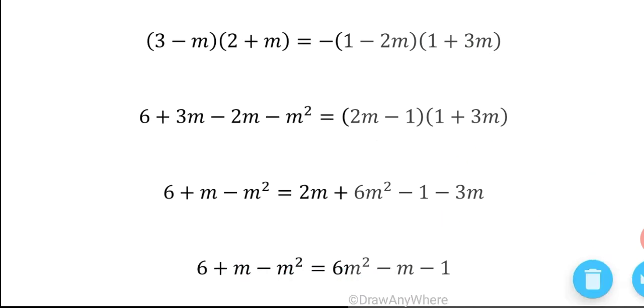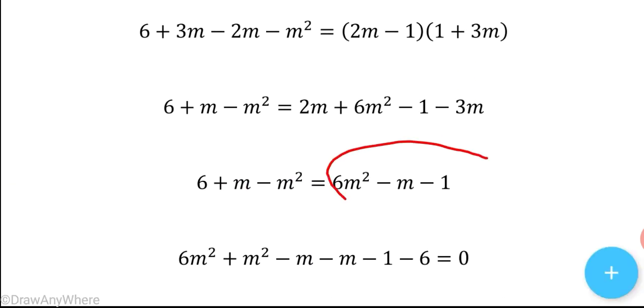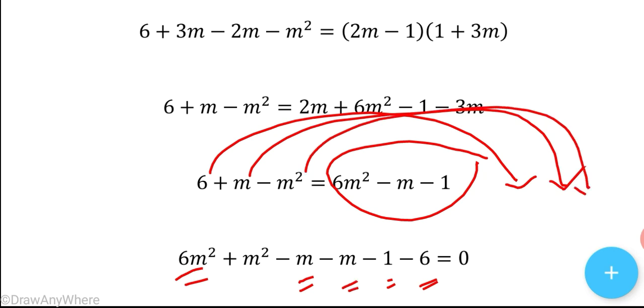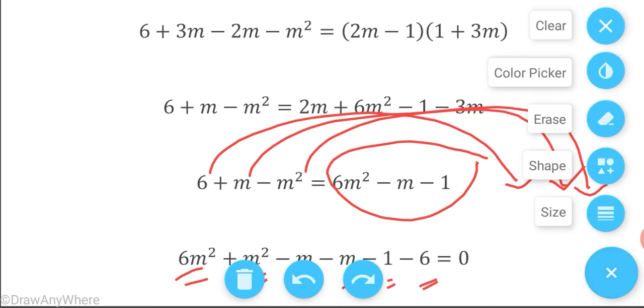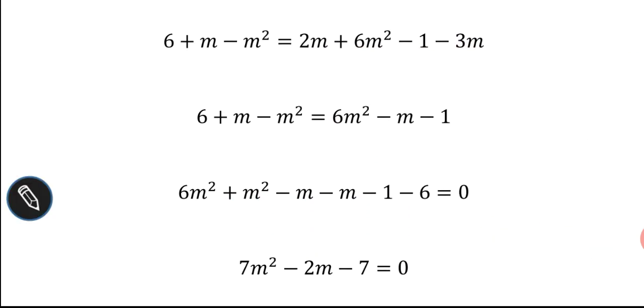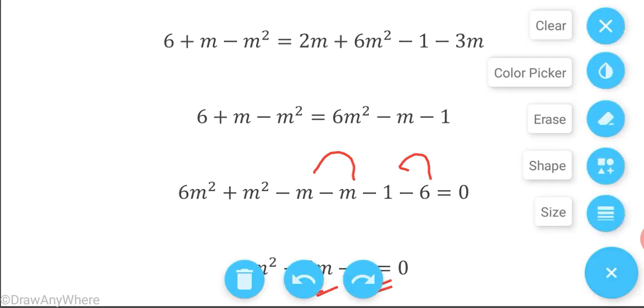Okay, so the next step is write this equation as it is, 6m squared minus m minus 1, and move this 6 to this side, so it will become minus 6, and move this m to this side, so it will become minus m, and move this m squared to this side, so it will become plus m squared. Okay, so 6m squared plus m squared is equal to 7m squared, minus m minus 2m, minus 1 minus 6 is minus 7, is equal to 0.